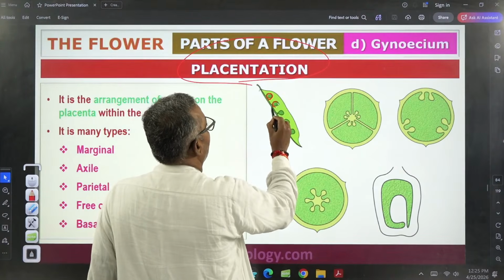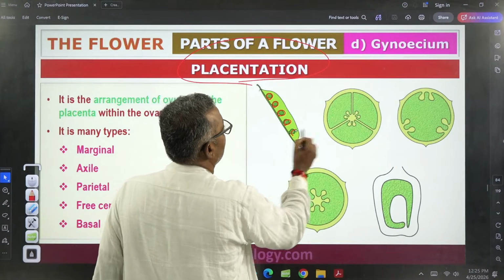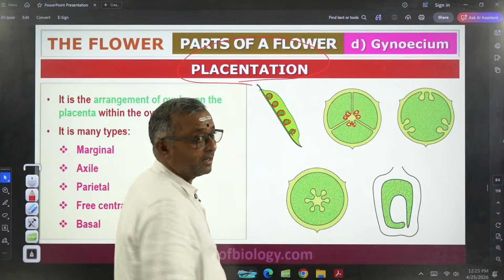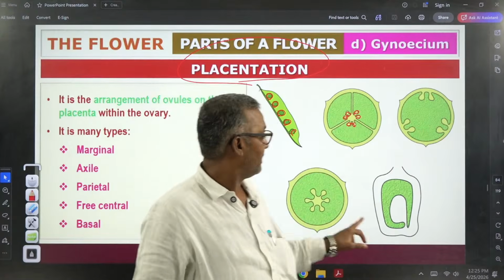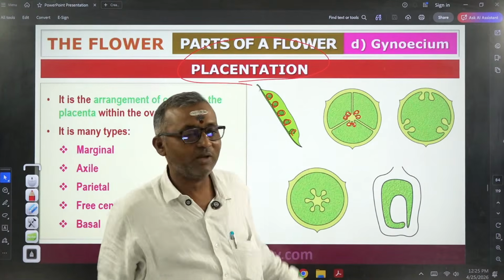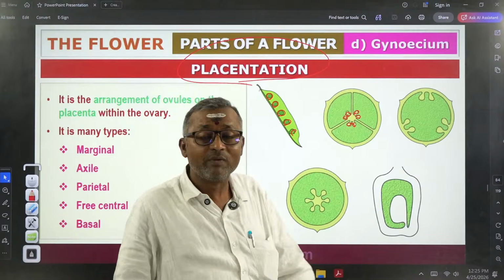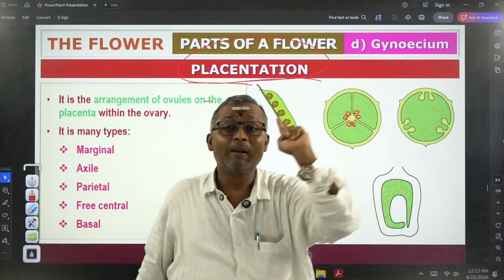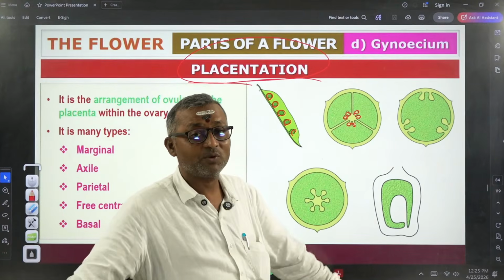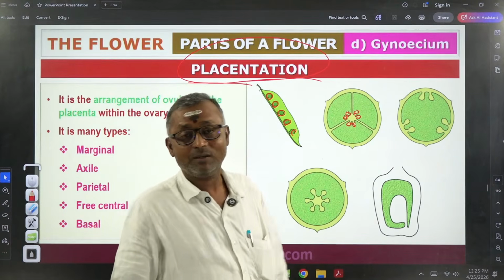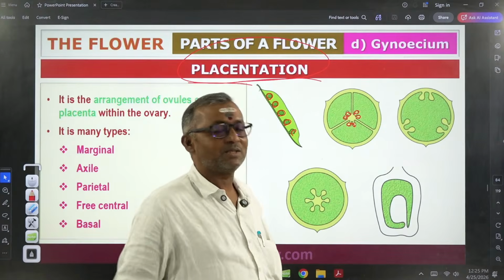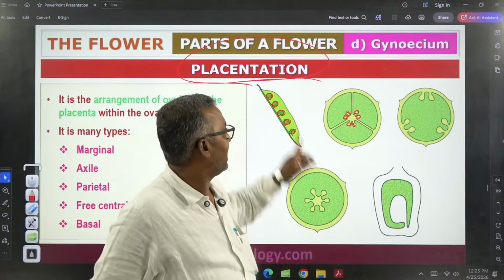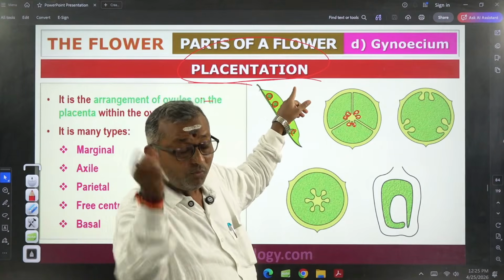Look here, the arrangement of ovules. This is an ovule. The arrangement of ovules here and here is different, isn't it? Here also very different. In every diagram we have different modes of arrangement of ovules. This mode of arrangement of ovules is called placentation. Don't get confused between placentation and estivation. Estivation explains the mode of arrangement of sepals and petals, and here it is the mode of arrangement of ovules.